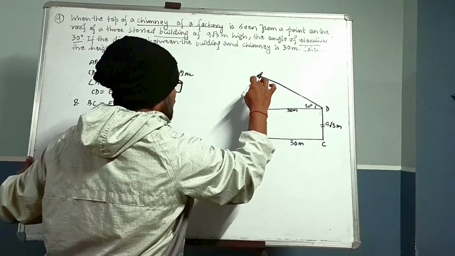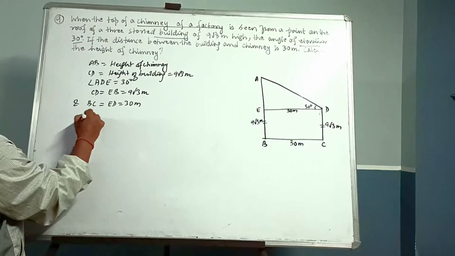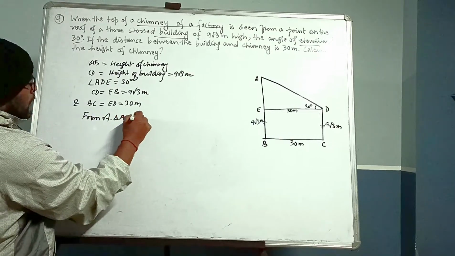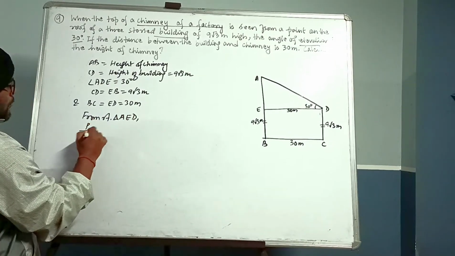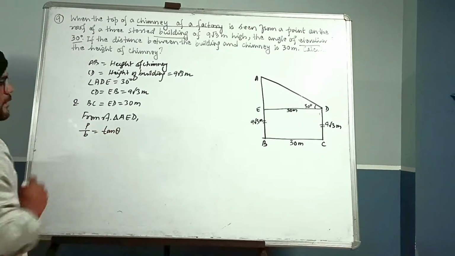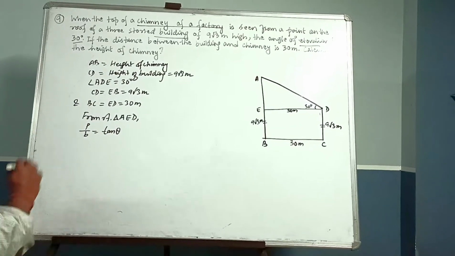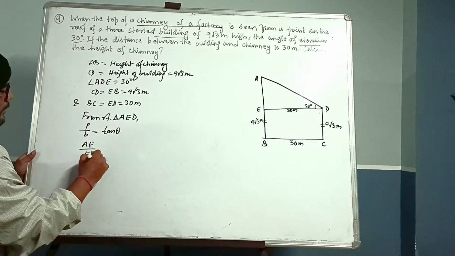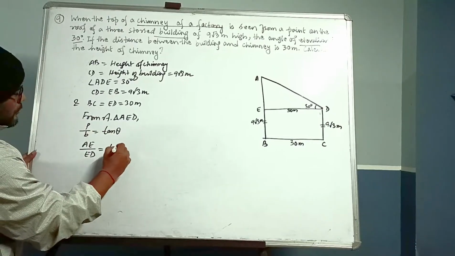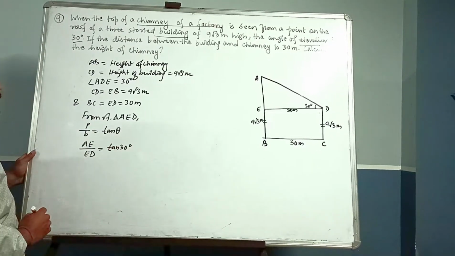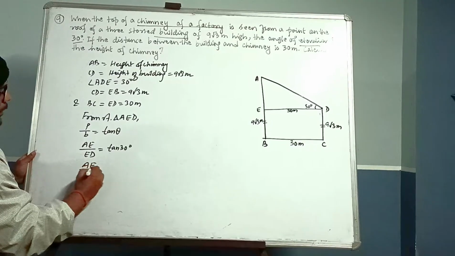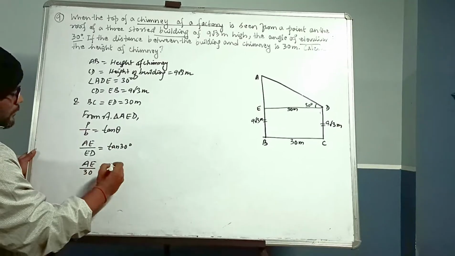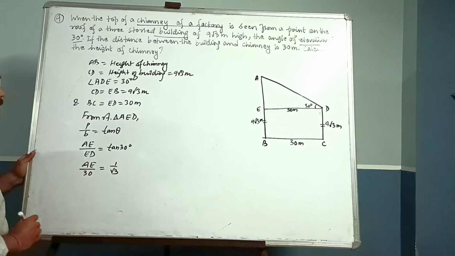Okay, students. So now from this triangle AED, this is the base and this is the perpendicular. You have to find the value of the perpendicular from right angle triangle AED. Perpendicular by base becomes tan theta. So the perpendicular will be AE, the base will be ED, and tan how much? 30 degrees clearly. So AE divided by ED, the value of ED is 30, and tan 30 means how much? 1 by root 3.